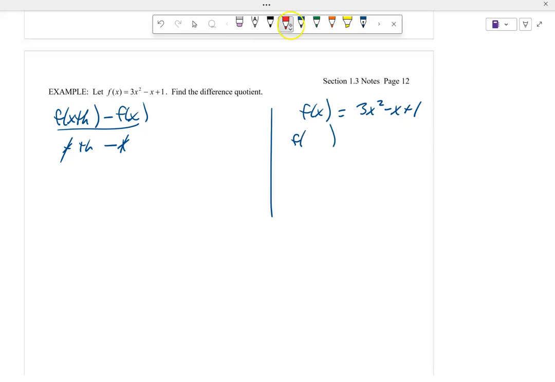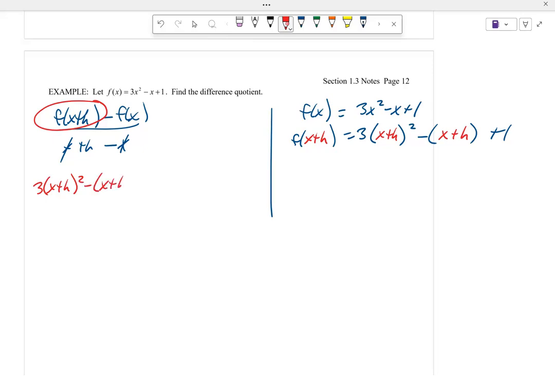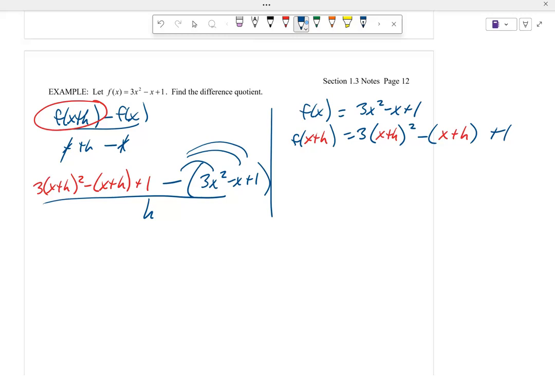So f of x plus h would be 3 times x plus h squared minus x plus h plus 1. That's our f of x plus h. So let's put that in right there. F of x plus h is 3 times x plus h squared minus x plus h plus 1, minus the original f of x. Well, the original f of x is 3x squared minus x plus 1. And then this is all over h. And we're going to expand this, x plus h times another x plus h.